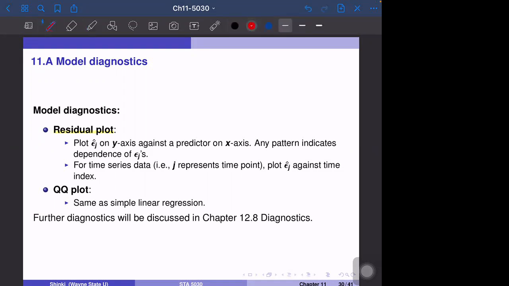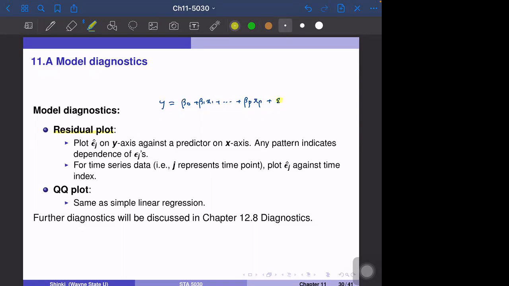Remember that we have the model y = β0 + β1x1 + ... + βpxp + ε. For the epsilons, we assume that they are independent and identically distributed. Often we assume epsilon is normal to make the statistical tests valid. So we have to check that.